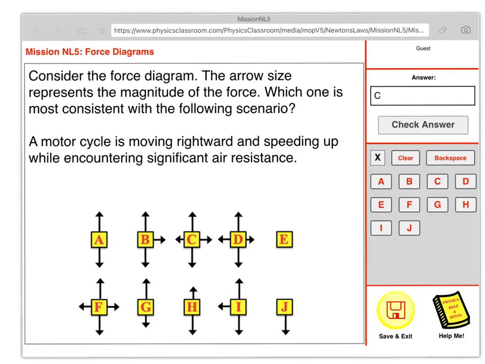Okay, Mission 5, force diagrams. Remember you have the help section, and also remember to look at the end of the video for a table of contents about the different missions. In terms of finding individual problems, you'll have to poke through if you're looking for specific kinds of problems.